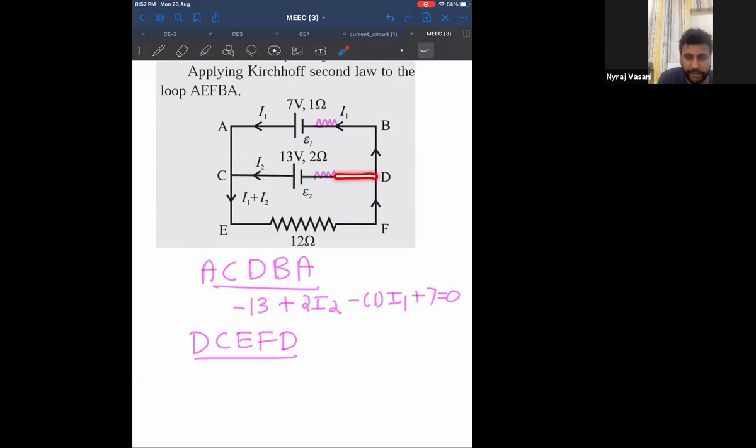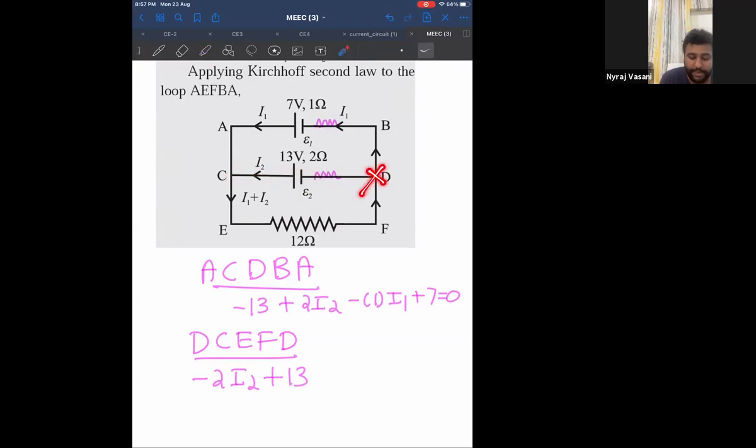D to C. Tell me first, am I going with the direction of current or against the direction of current? I am going with the direction of current. Therefore, my sign will be negative. Therefore, can I say my first term will be minus 2I2 because I am going with the direction of current. Then I will encounter the negative terminal of a battery. Now, since I encounter the negative terminal of the battery, I will have positive 13. Then I will go to C.